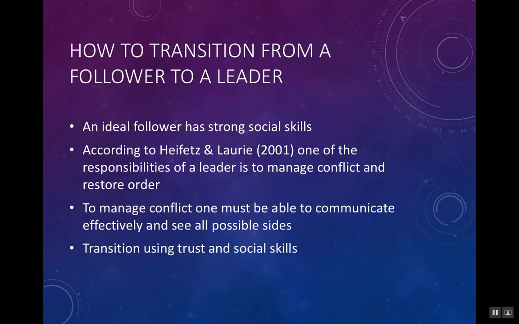Now we're going to talk about one of the ways of how to transition from a follower to a leader. So in order to be an ideal follower, one must have strong social skills. Social skills allow a worker to interact successfully with their team members and communicate with their employees and leaders. Heifetz and Laurie in 2001 state that one of the responsibilities of a leader is to manage conflict and therefore restore order. Two of the prerequisites of managing conflict are to be able to communicate effectively with others and to see all the possible sides of conflict.